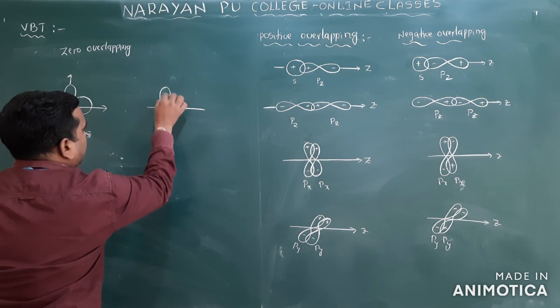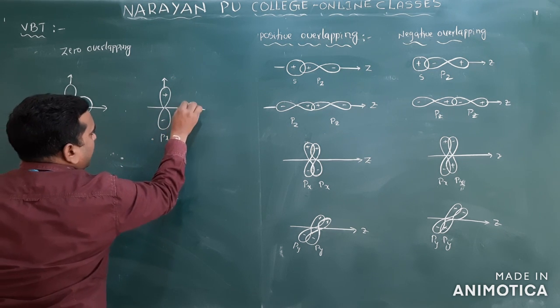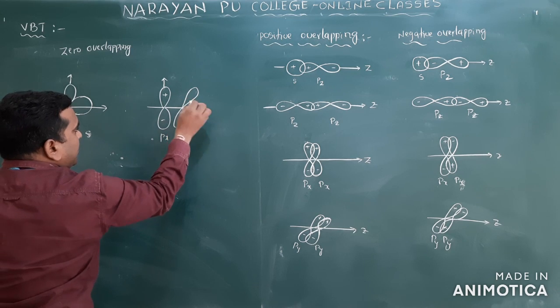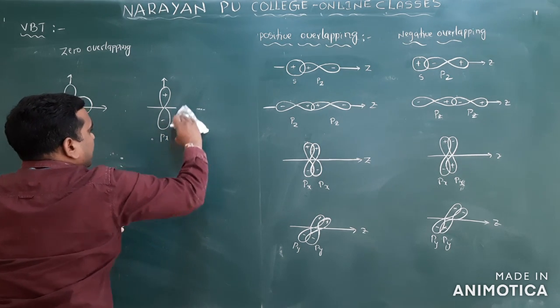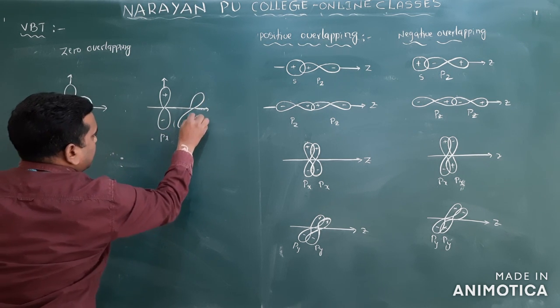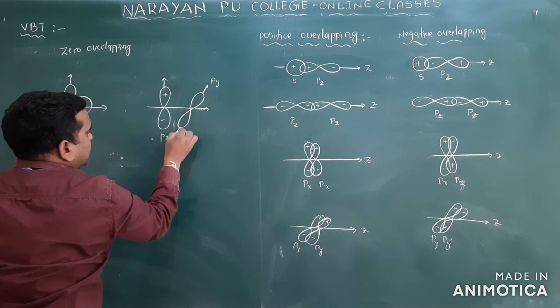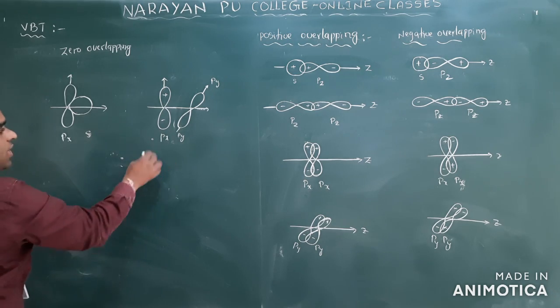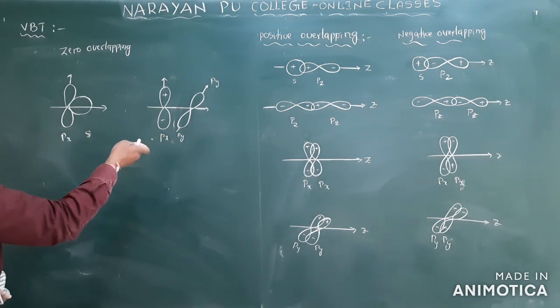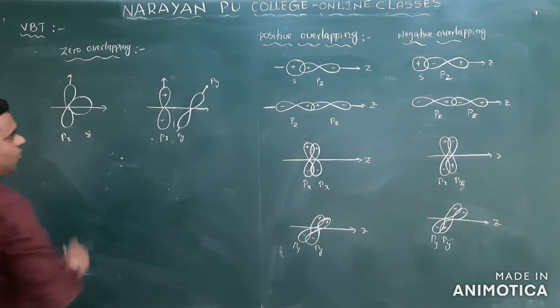So here, if I take Px, plus and minus, this is my Px. If I take another one, what will be there? It will be the Py. Py means exactly 90 degrees here. 90 degrees we cannot draw here. So this is Py, and this is Py. So Py and Py, is there any chance of overlap? No. So that's why we call it zero overlap.